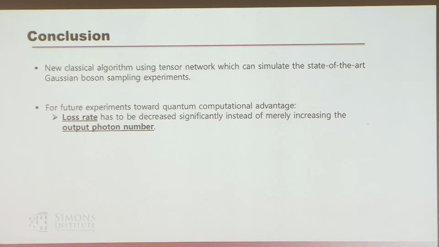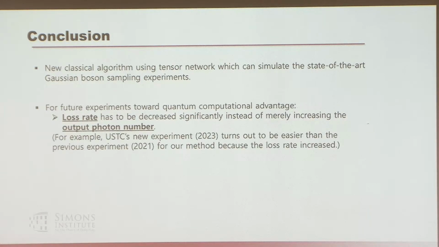As I emphasized, all these experiments focused on increasing the number of photons to claim quantum advantage based on the best known classical algorithm. But our new classical algorithm says that you have to really reduce the loss rate instead of merely increasing the number of photons, because even if you increase the number of photons, if you don't control your loss rate, you might not get a better quantum advantage.